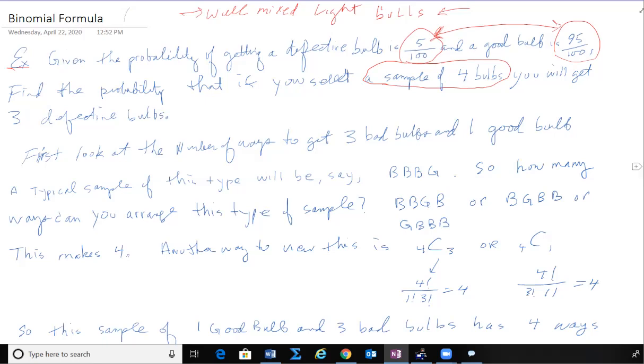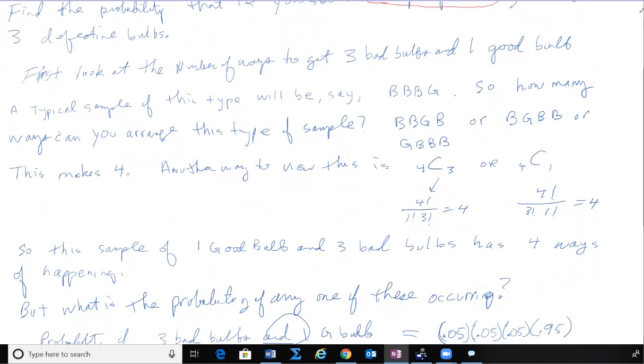Let's just say that happens. Maybe somebody pulled a sample and 3 out of 4 bulbs were bad. You might be thinking, oh, how likely is that to happen if the bulbs are supposed to be only 5% bad and 95% good? What's the likelihood that this would happen? Well, let's find out what it is. Let's see if this is realistic.